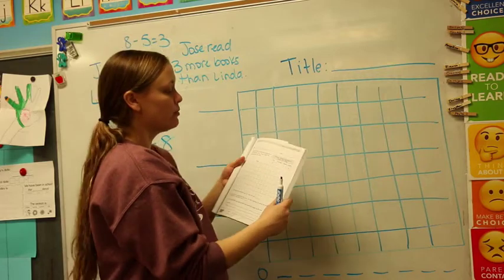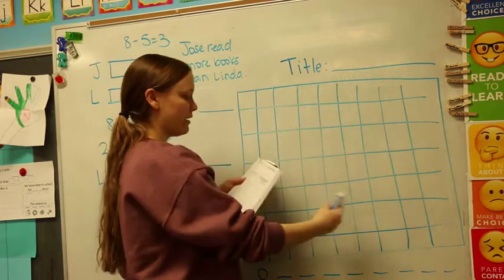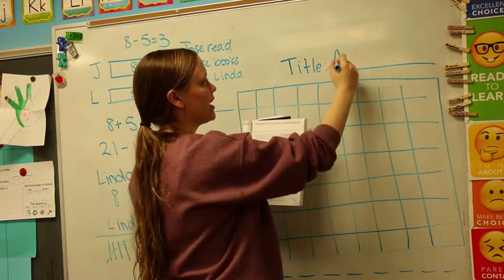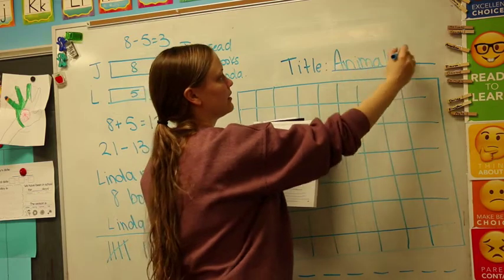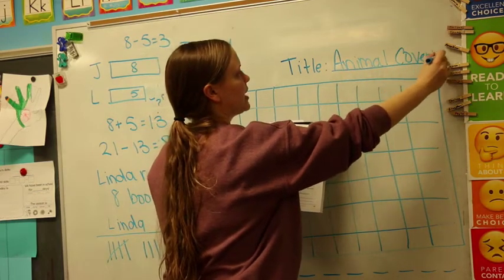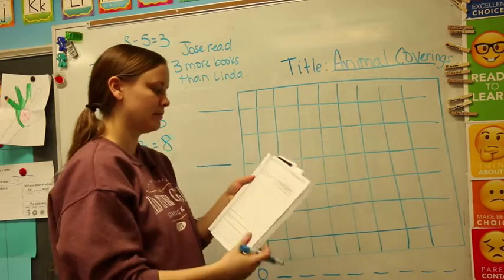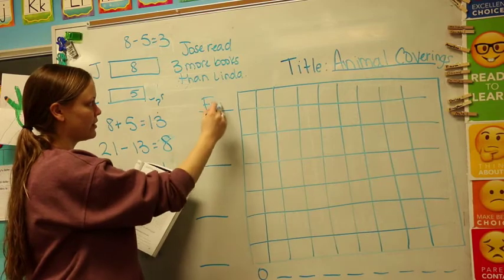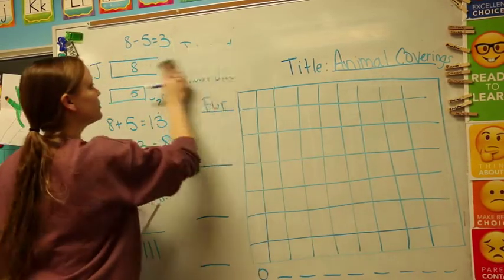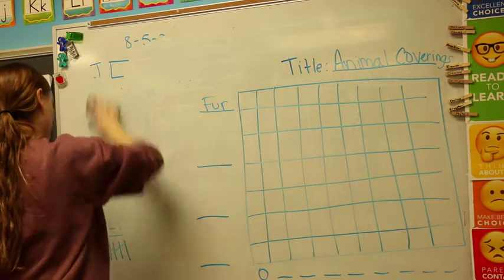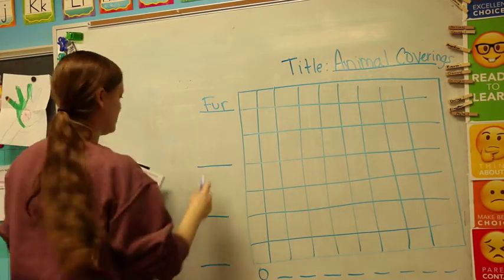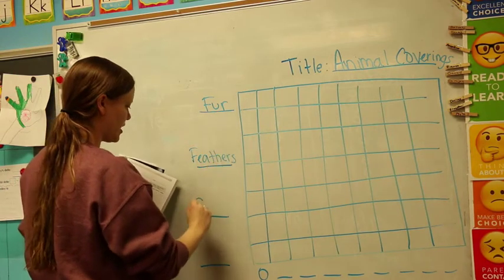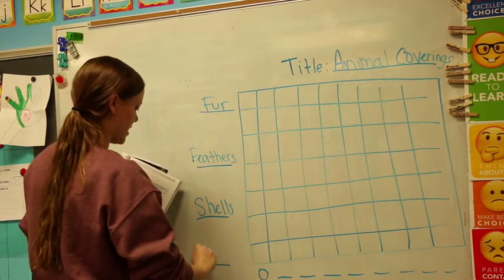So remember, the title of your bar graph is going to match the title of this table. So I'm going to put animal coverings. That's my title. You can write the whole thing, but you can also shorten it. And then over here, this is the type of animal coverings. Fur, feathers, shells, scales.